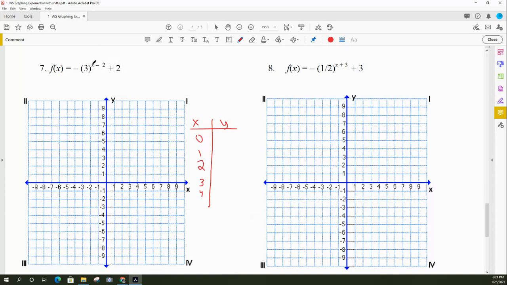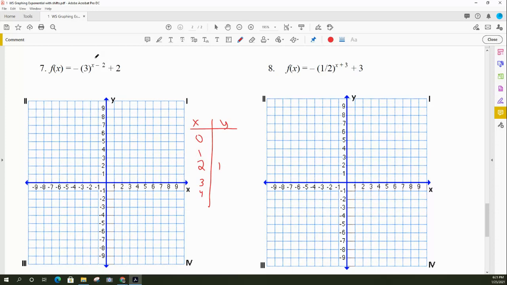So when you do this, 2 minus 2 is 0. Anything raised to the 0 is 1, but you have a negative now. It's -1 plus 2. So your order of operations, you do the exponent first, then you multiply by the a, and then you add k. So again, you get -1 plus 2, which is 1.